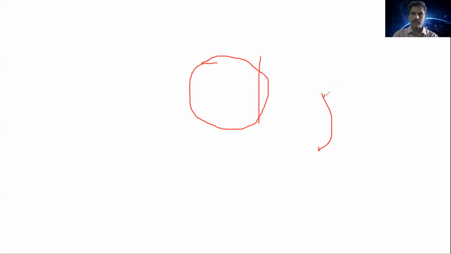This is the non-reflecting surface of the curved surface, and the inside is the reflecting surface. If the reflecting surface is inside, it is named a concave mirror. Whereas, if the reflecting surface is outside, and whatever lines I draw are the non-reflecting surface, it is a convex mirror. So the reflecting surface for a concave mirror is inside, but for a convex mirror it is outside.